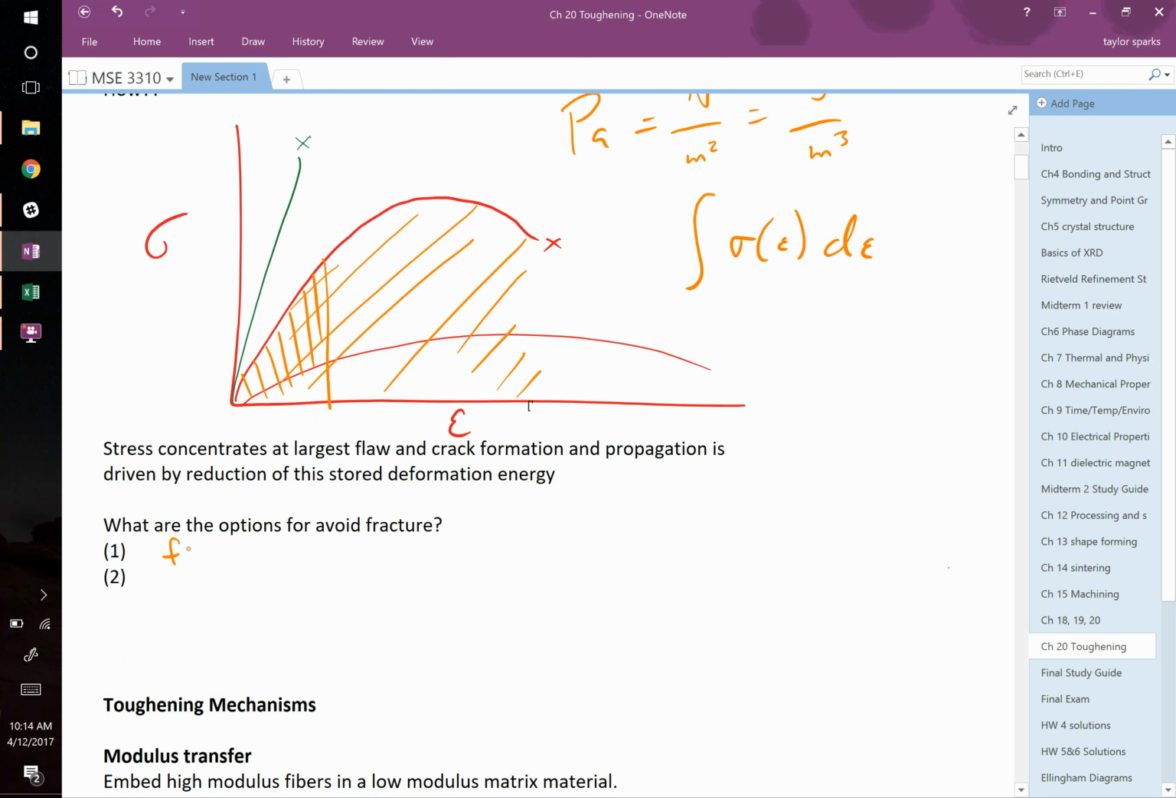Fewer stress concentrators. So controlling your processing to get fewer stress concentrators. Remember, a stress concentrator is basically anything. Another phase could be at a grain boundary, certainly a pore, inclusions, all that stuff can cause stress concentrators. And then the other one is this general term of storing more energy during propagation.